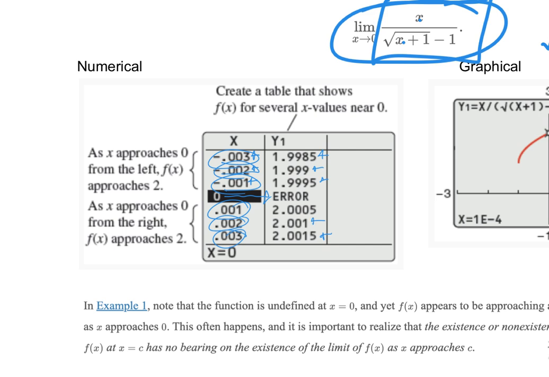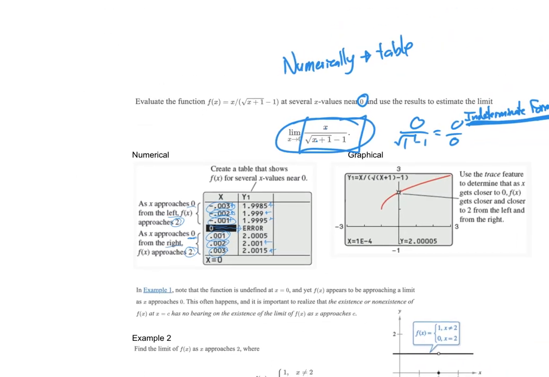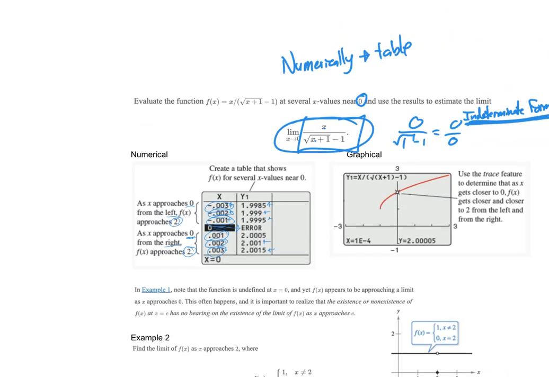So as x approaches 0 from the right, it approaches 2. And as x approaches 0 from the left, it also approaches 2. So we could say with confidence that this limit equals 2. Again, the function doesn't equal 2, but the limit does. Okay?